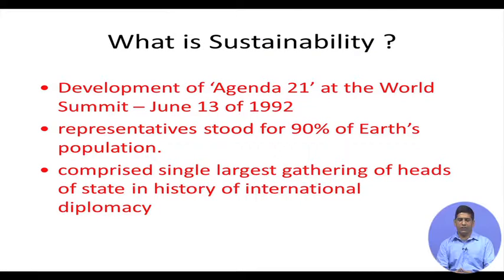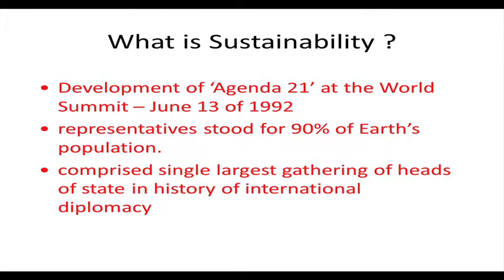In that summit, we had representatives for almost 90% of Earth's population. People from each and every country, including India, were there, representatives of the governments, and they decided that the way we are making progress is not sustainable anymore. When we say it's not sustainable, it means we are using too many resources, and if that continues, we'll have problems for future generations. It was the single largest gathering of heads of states in the history of international diplomacy.